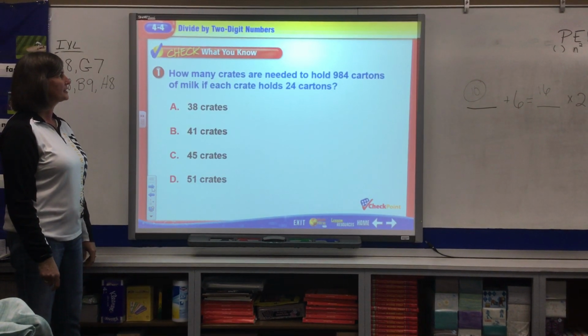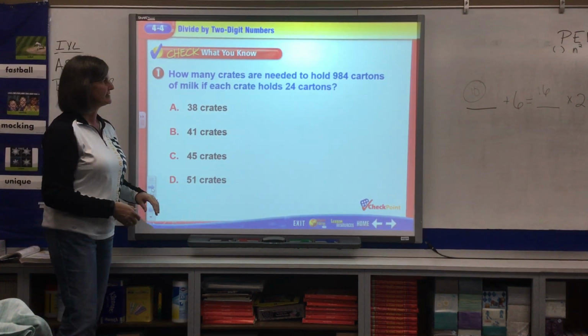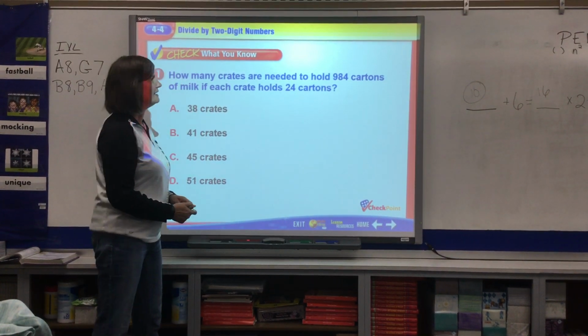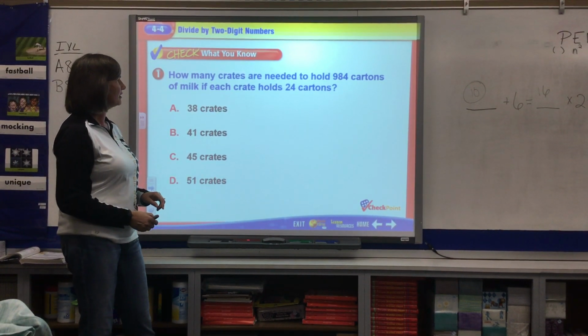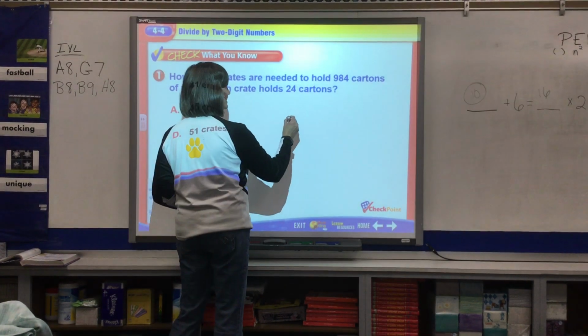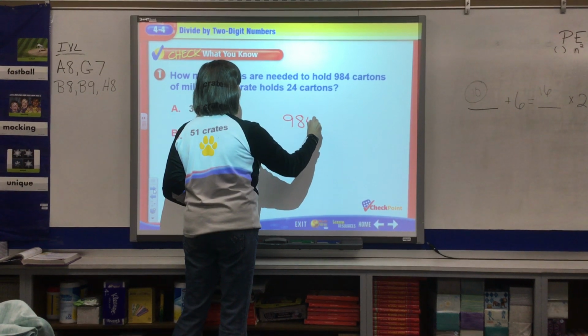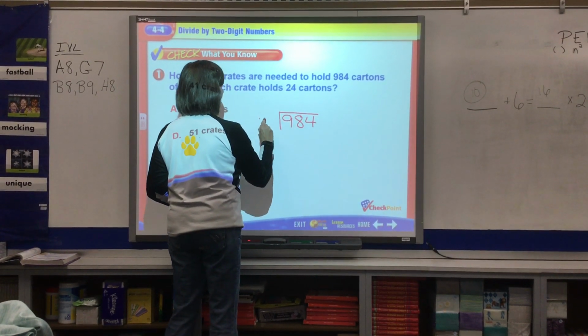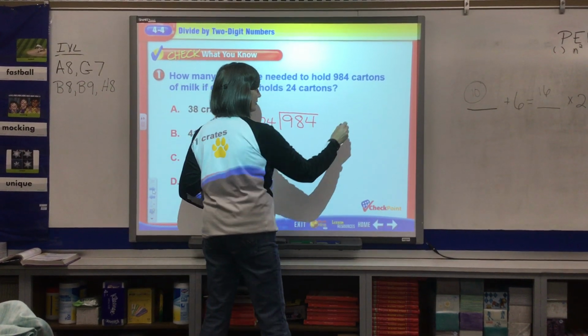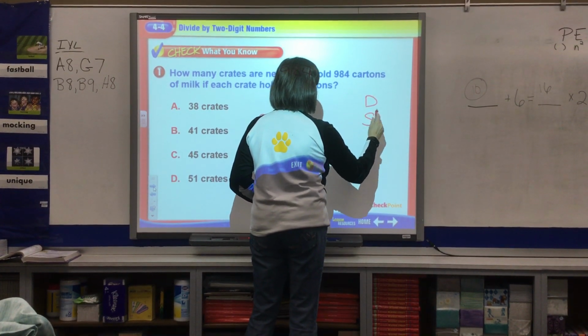So here's another example. Here we're talking about crates. How many crates are needed to hold 984 cartons of milk if each crate holds 24 cartons? So again, we're going to write down 984, and we are going to divide it by 24. I'm going to write our little, whoops.